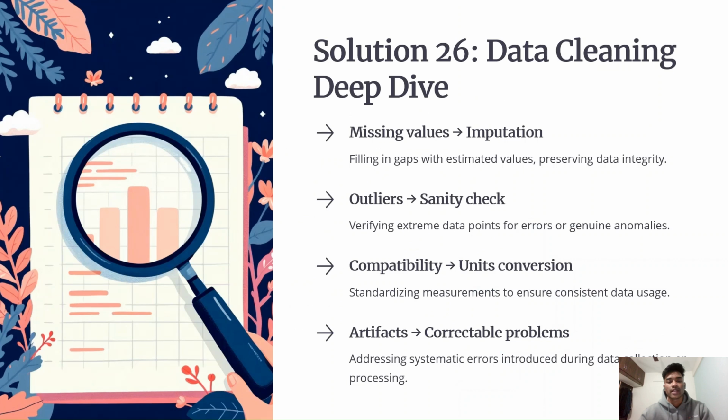Outliers corresponds to sanity check. Outliers need to be checked. Are they errors or real unusual values? Compatibility corresponds to unit conversion. Its features use different units like meters and kilometers. We convert them to be consistent. Artifacts corresponds to correctable problems. These are unwanted distortions or errors from data collection, and they can usually be fixed. So good data cleaning ensures our models learn from high quality and reliable data.